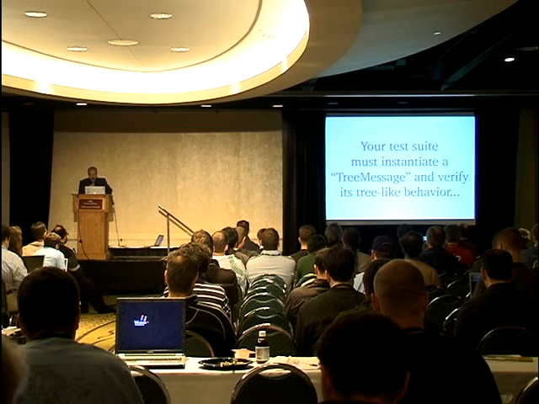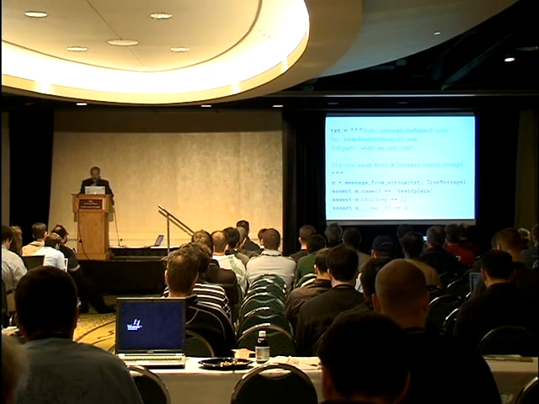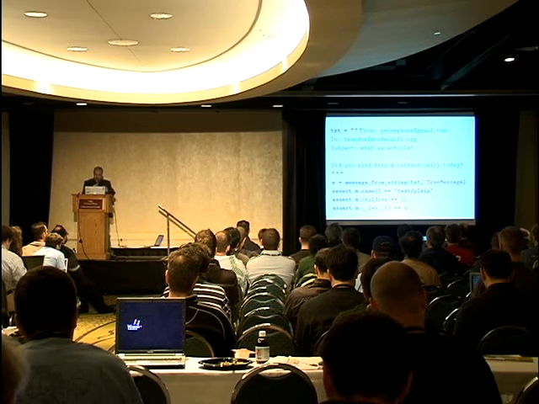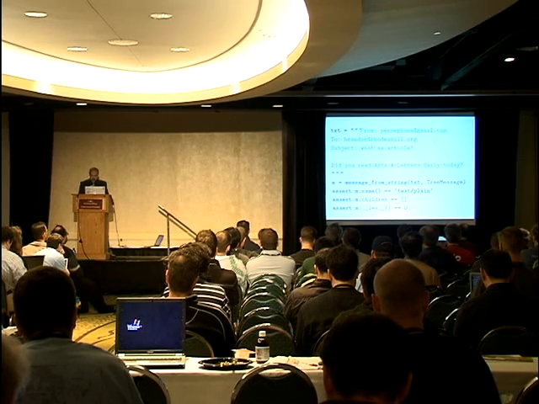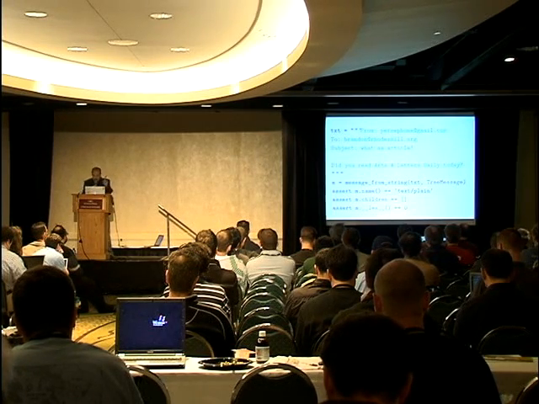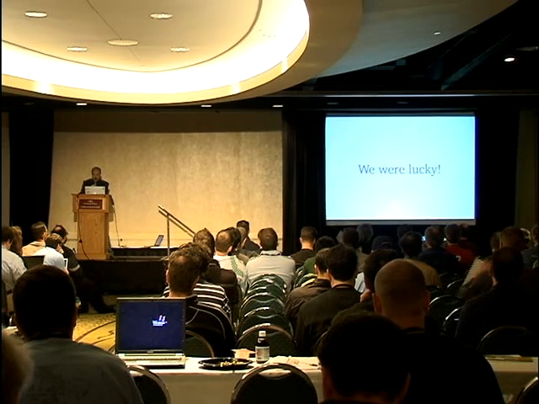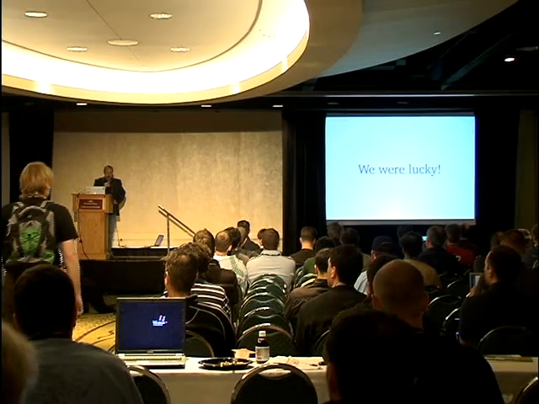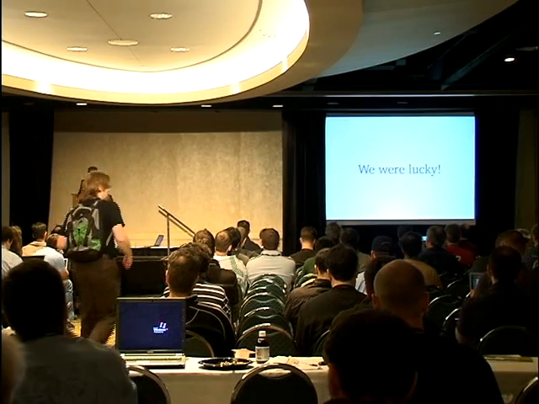Well, your test suite is going to have to instantiate a tree message, one of these new classes, and verify its tree-like behavior. So for instance, here's a working test class. It gets the text of an email, instantiates it as a message, but as a tree message, and then sees that it has the three methods that we added. Now, that only worked because we were lucky.